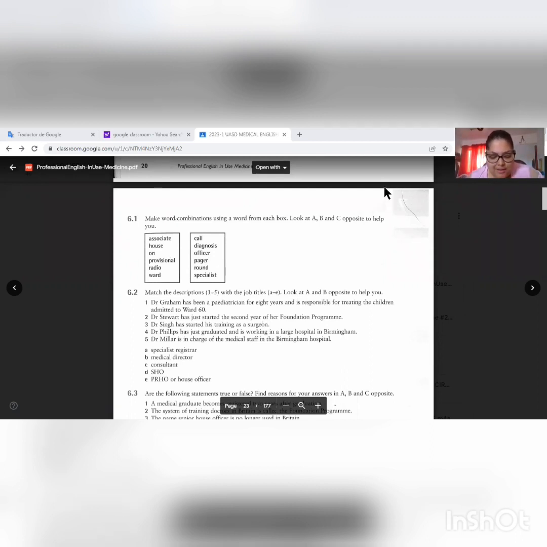6.2. Match the descriptions 1 to 5 with the job titles A to E. Look at A and B opposite to help you. 1. Dr. Graham has been a pediatrician for 8 years and is responsible for treating children admitted to ward 16. That is C, a consultant. 2. Dr. Stewart has just started the second year of her foundation program. That is B, SHO. 3. Dr. Stein has started his training as a surgeon. A specialist registrar.